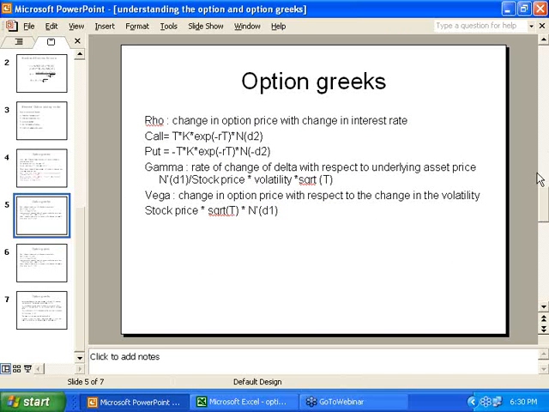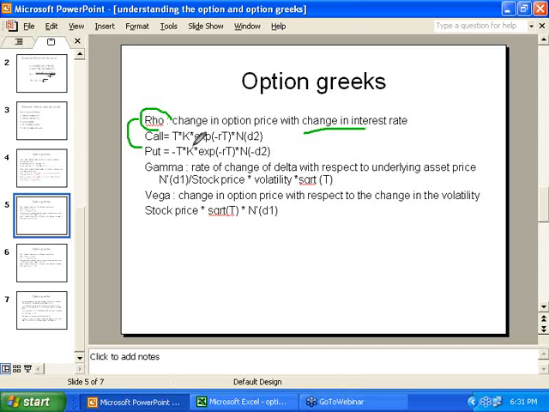Similarly, rho. Rho explains the change in option price with respect to change in the interest rate. If the interest rate is changing by 1% or 2%, how it will impact the option price. Normally this rho has very limited impact in stock and index options. Whenever you are trading in interest rate futures and interest rate options, at that time rho has a great role to play.